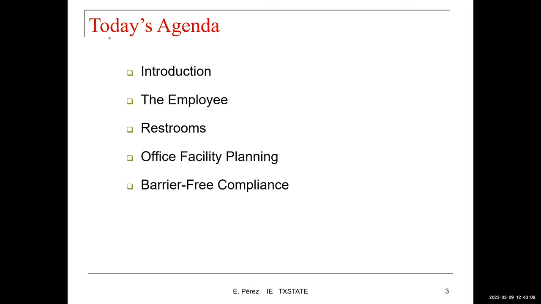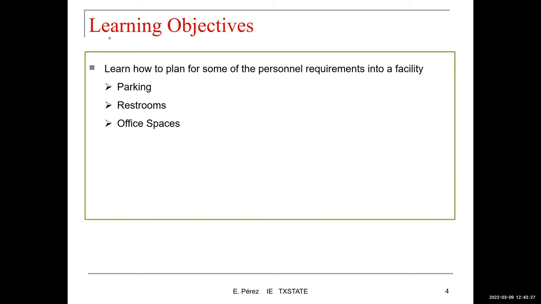So for example, the office space. If you need to design a parking facility, how do you design that, so you can accommodate as many vehicles as needed? Restrooms, office planning, and finally the barrier-free compliance. So we are going to do some designing specifically for the parking. We're going to spend some time. I'm going to show you how to design a parking facility for a specific number of cars based on the space.